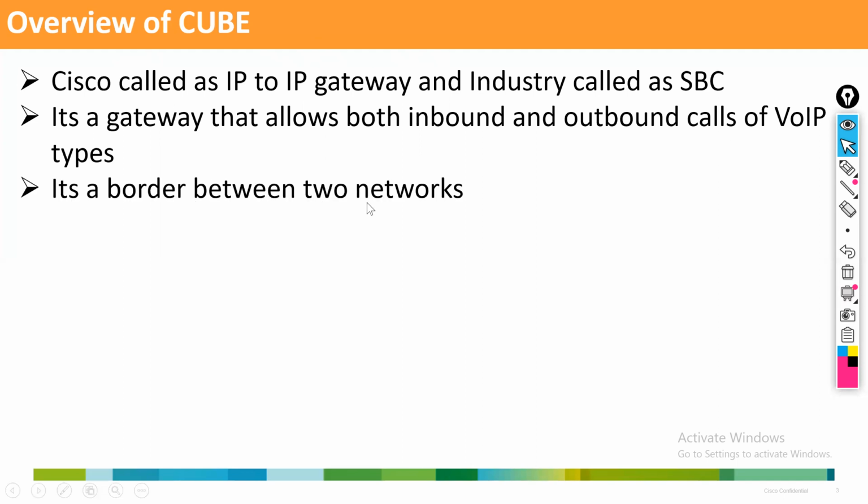It's a border between two networks, right? I have one LAN network, the internal network, and one public network. If I want to communicate from my internal network to the public network, it will be acting as a border here.